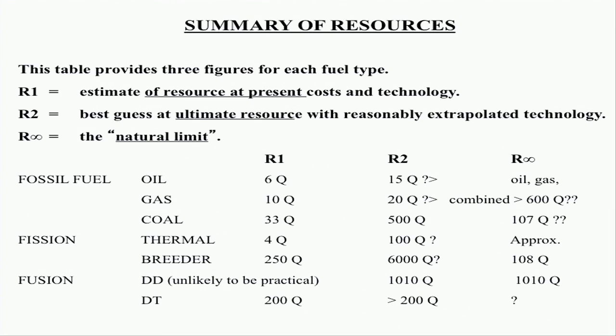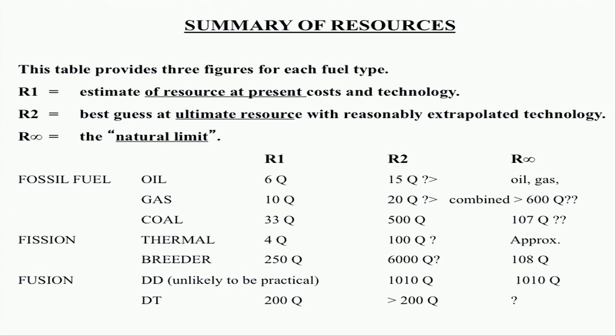So you can see for R1, for oil, gas and coal, we're looking at 6, 10 and maybe 33 Q for coal. R2 ranges from 15, 20 and 500 Q. Some uncertainties for oil and gas, but probably those are fairly accurate. R-infinity, for all of them together, we're looking at around about 600 Q for oil and gas, maybe 170 for coal. Fission, well, we start to run into some issues with regards to political acceptance, but 4Q for thermal, 250Q for R1 remember, 100Q for R2, 6000Q for fast breeder reactors, and we're looking at an R-infinity of around about 10^8 Q in terms of the fuel available.